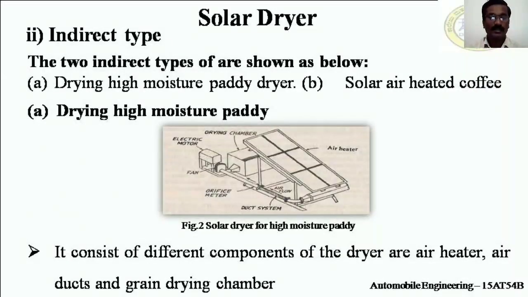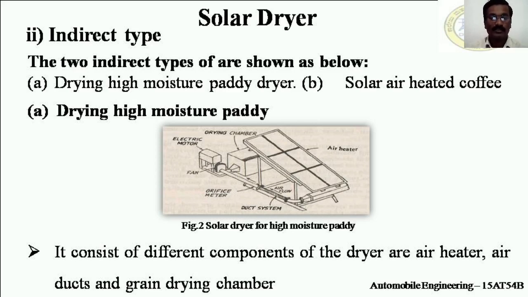Second one is the indirect type of solar dryers. This is again divided into two types, shown below. The first one is the high moisture paddy dryer and the second one is the solar air heated coffee dryer. We will go through the first one in detail. So the first one is the high moisture paddy drying system, shown in the figure.